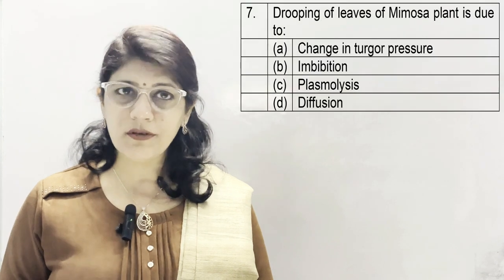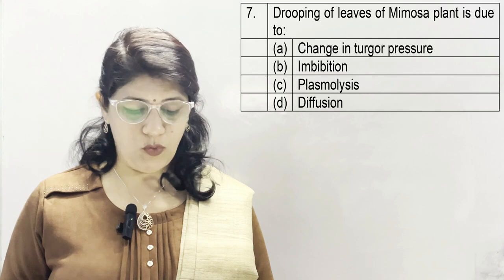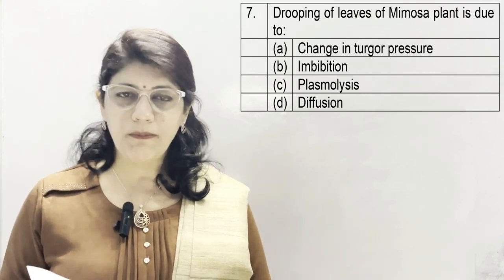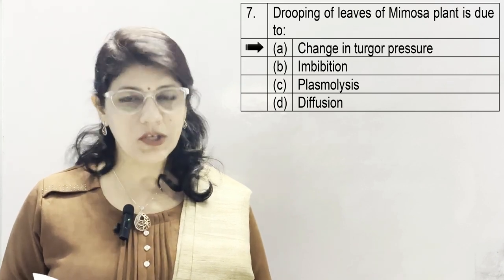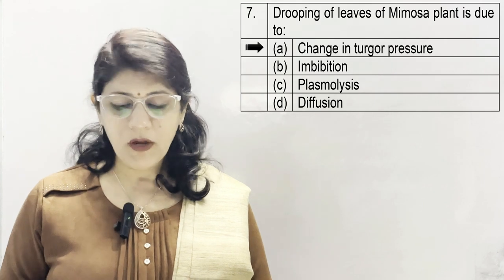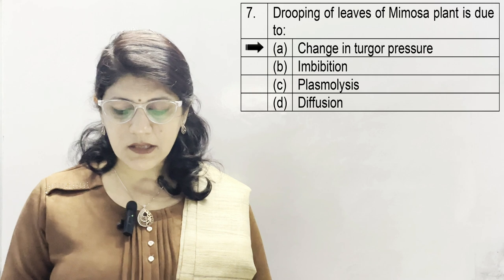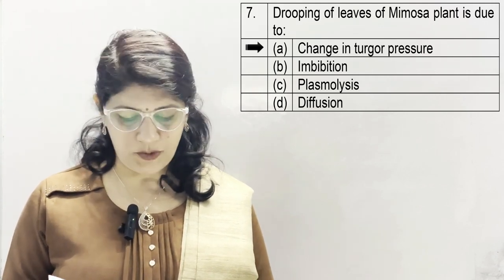concentration. In question number 7, drooping of leaves of mimosa plant is due to A, change in turgor pressure, B, imbibition, C, plasmolysis, and D, diffusion, and the correct option is A, which is change in turgor pressure. When this sensitive plant is touched by another organism, its leaves fold in upon themselves by change in turgor pressure.